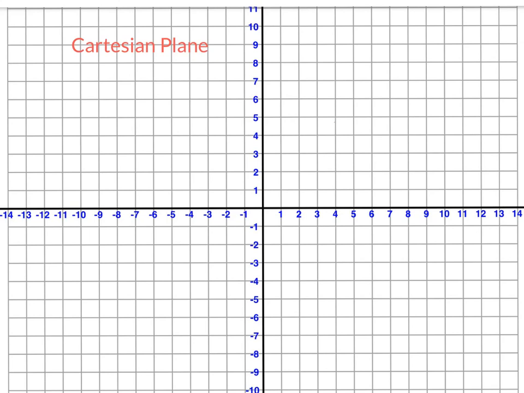So you notice here, going horizontal, we have a number line starting at 0 here. Going to the right, it's positive. And from the 0 going to the left, it's negative. We call that one the x-axis.